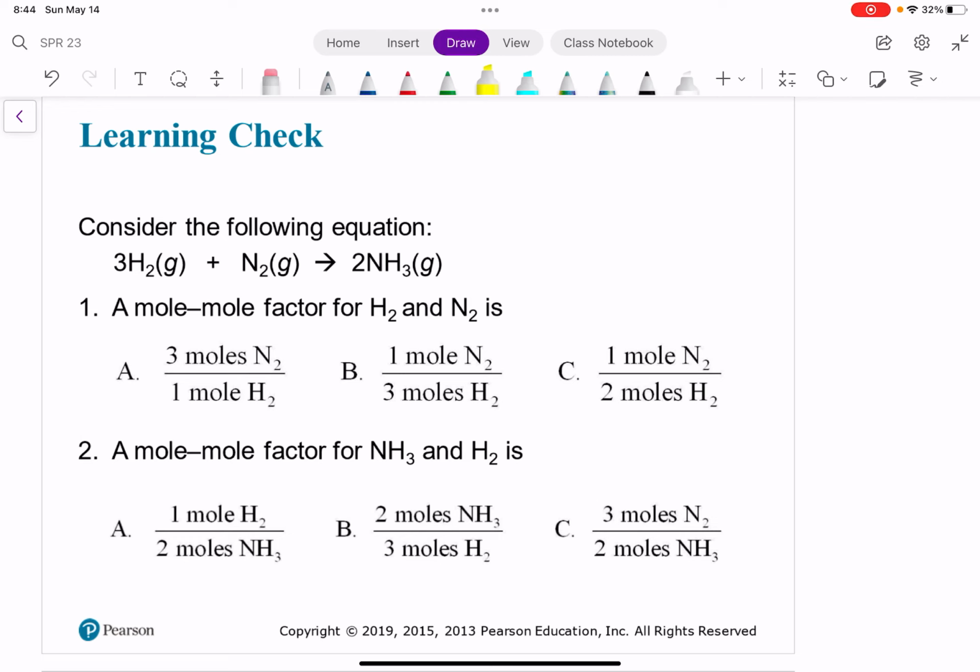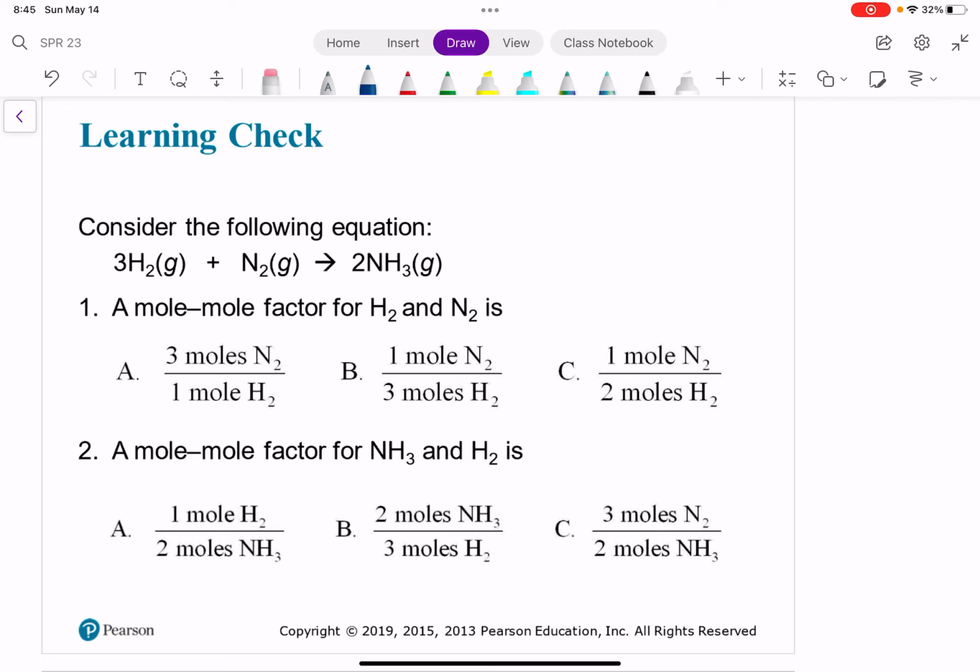What is one of the ones we could draw? I just think of this as a conversion factor, but you can think of it as a mole to mole factor as well. So if you said B, you would be correct. Why is it B? Well, in this chemical equation, we always have a ratio of 3 moles of hydrogen reacting with 1 mole of N2. And remember, I'm getting that from the coefficients, okay?